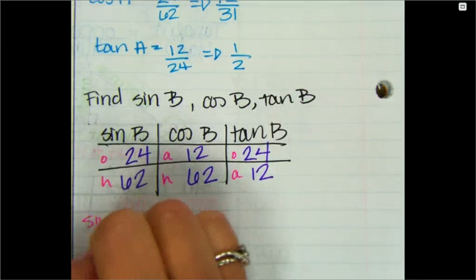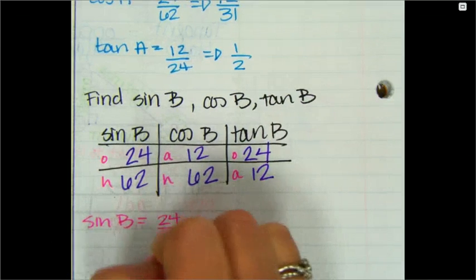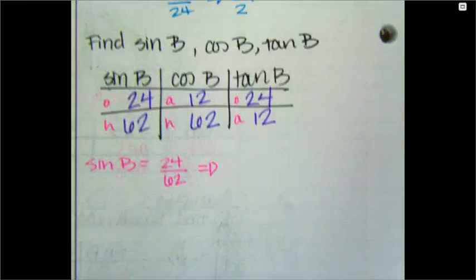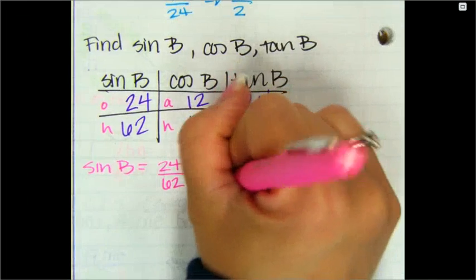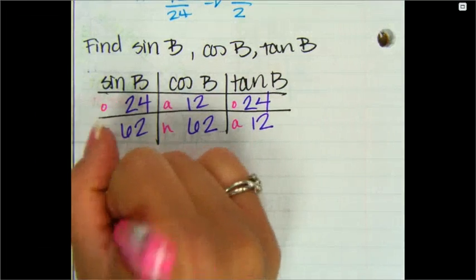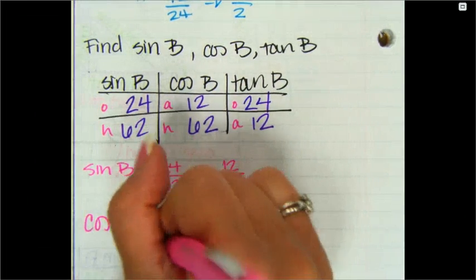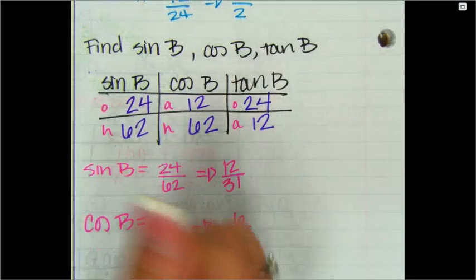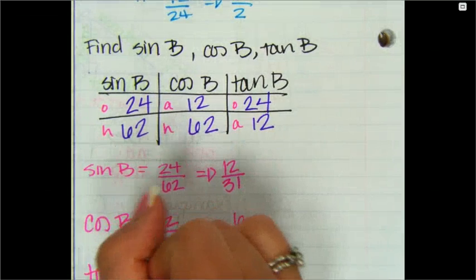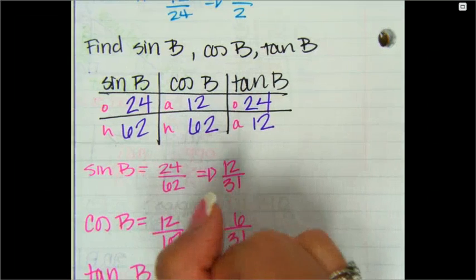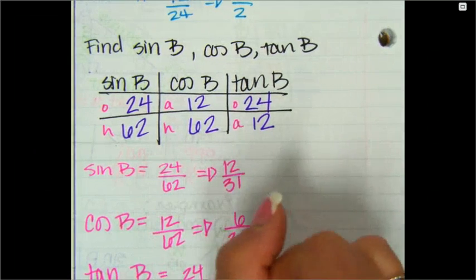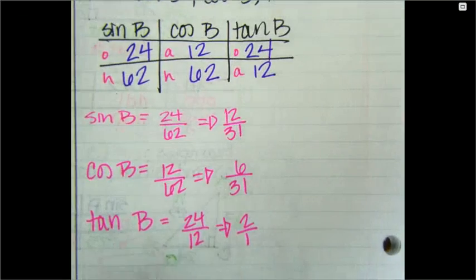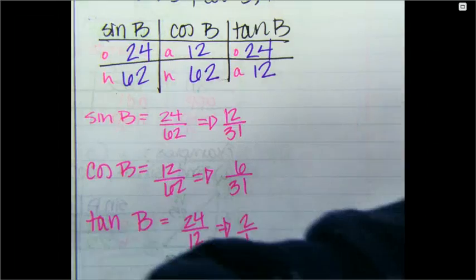Sine of angle B is 24 over 62, which reduces to what? 12 over 31. Cosine of angle B equals 12 over 62, which reduces to what? 6 over 31. Tangent of angle B is equal to 24 over 12, which reduces to 2 over 1. We good? We got it right. Some of you are frantically writing. Why?